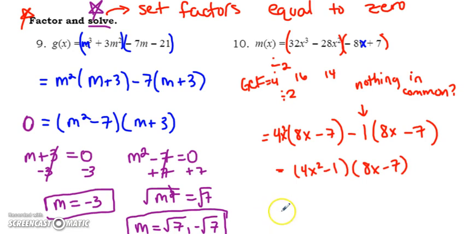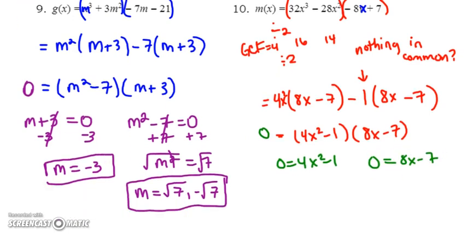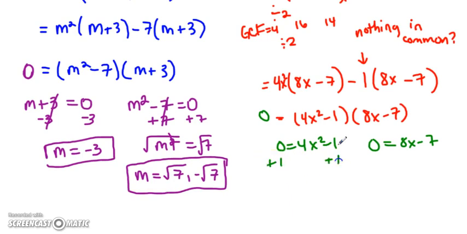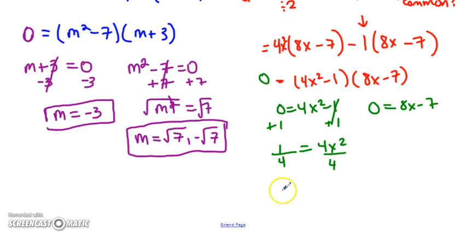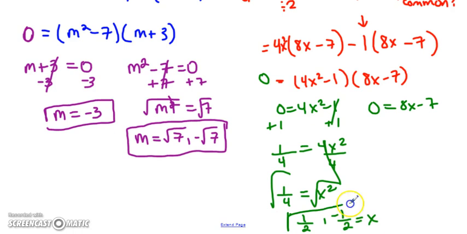Okay? So I'm going to set each factor equal to 0. 4x squared minus 1 equals 0, and 8x minus 7 equals 0. All right, so it looks like I have to add 1. 1 equals 4x squared, and then I'm going to have to divide by 4. So that's going to get me 1/4 equals x squared. Now, you may do this in your calculator, but you can take the square root separately. The square root of 1 is 1, the square root of 4 is 2, so that's going to be equal to x. But there's also a negative 1/2, because we took the square root. So there's 2 of our answers.